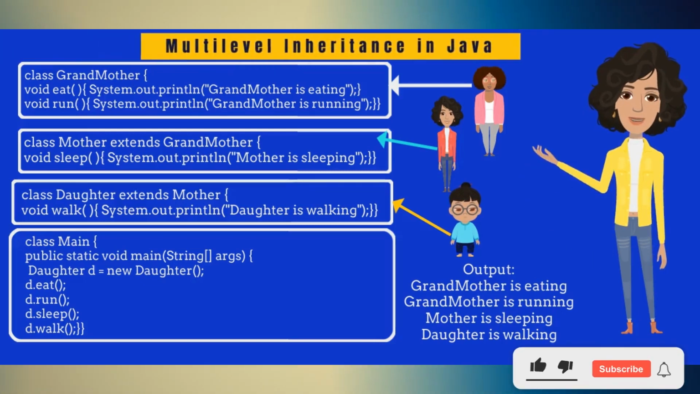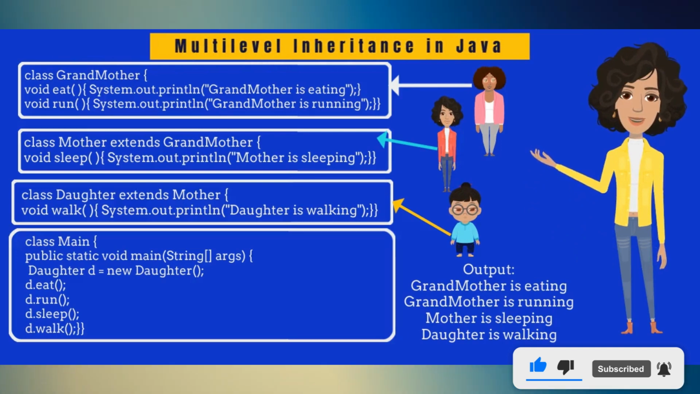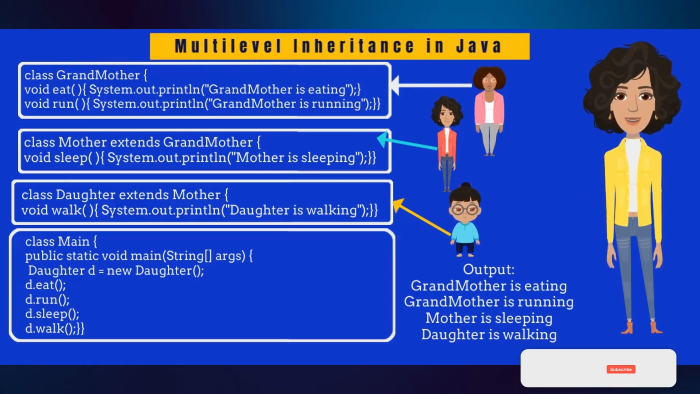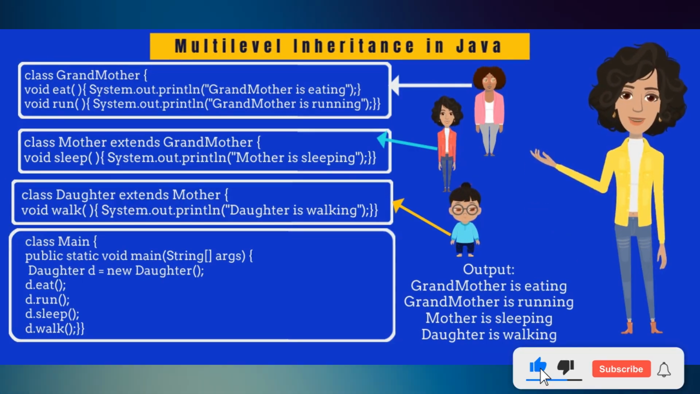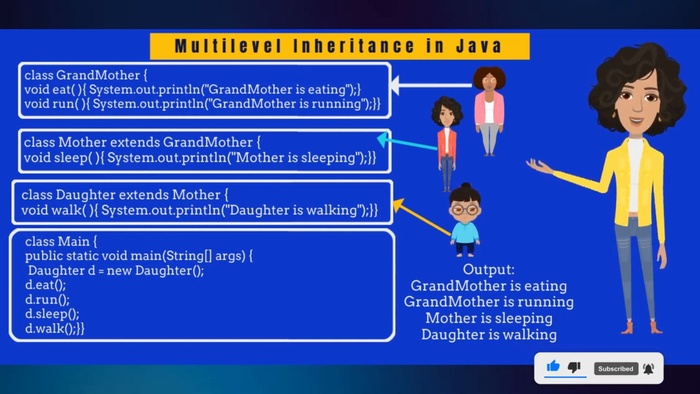I am explaining multilevel inheritance by Java program. Let us assume here my mother is superclass here and her class name is class grandmother. My mother is grandmother of my daughter. My daughter class name is class daughter.